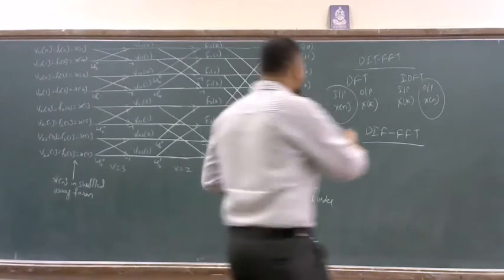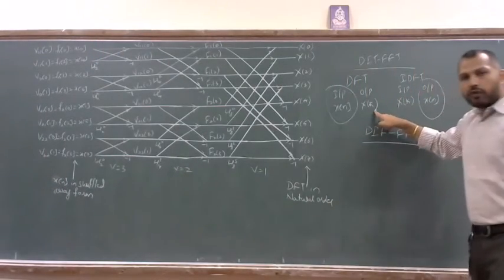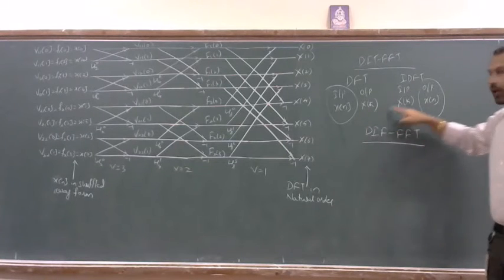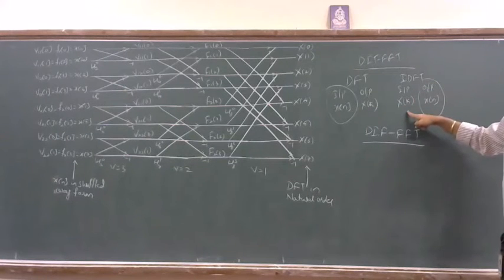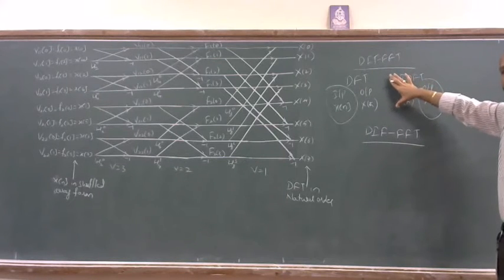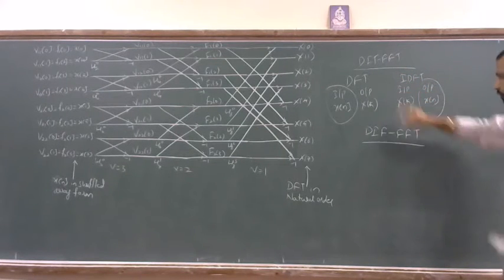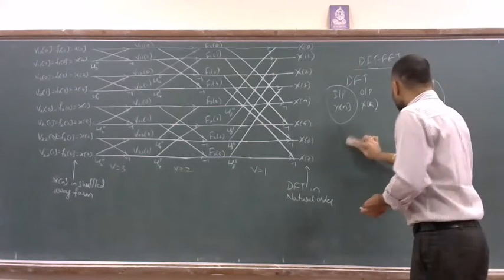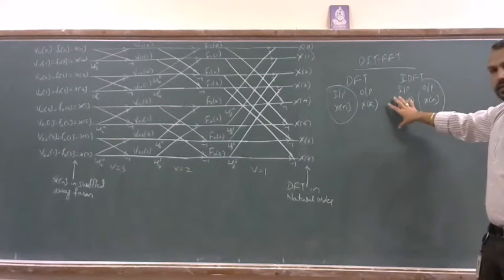So to calculate DFT, the output side will be in the bit reverse form, and to calculate IDFT, the input side will be in the bit reverse form. Now DIF-FFT will be exactly reverse of the DIT-FFT algorithm, but we'll worry about it later. Did you all understand this?